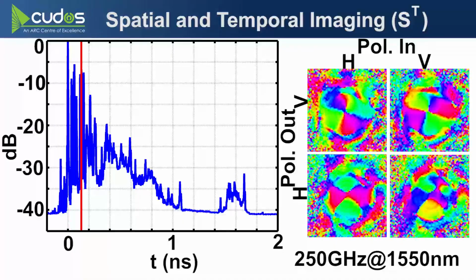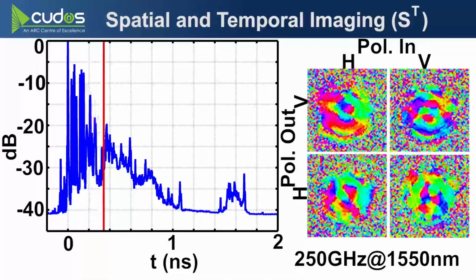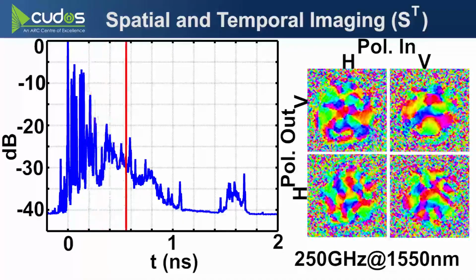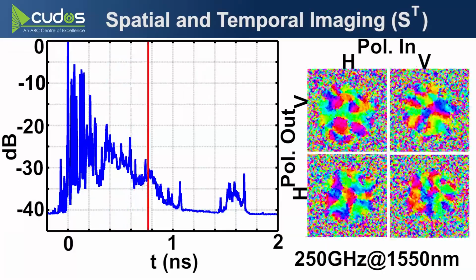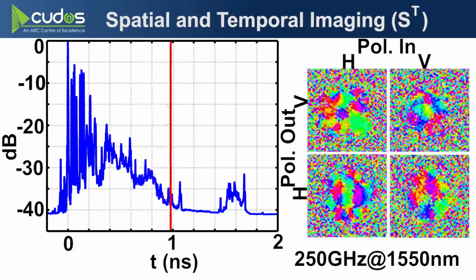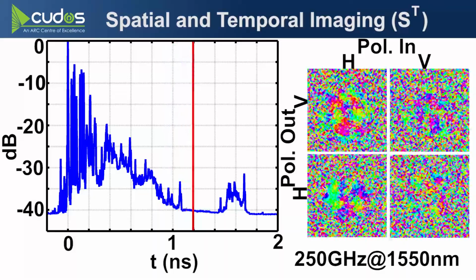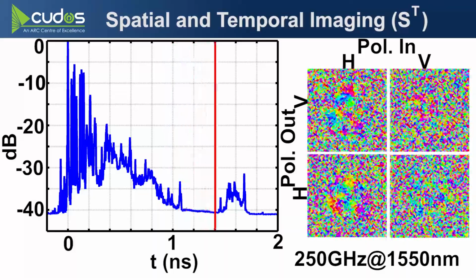Should also be pointed out that we don't just get the amplitude images for each delay and each polarization, you also get the wavefront as well, and that's what we're looking at here. The phase images for each polarization in, each polarization out, for every delay.